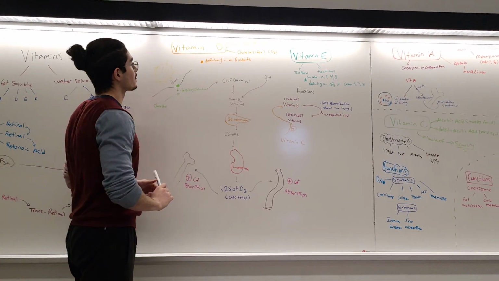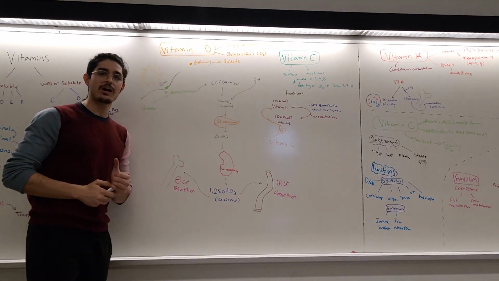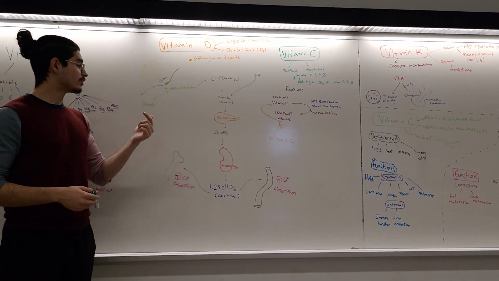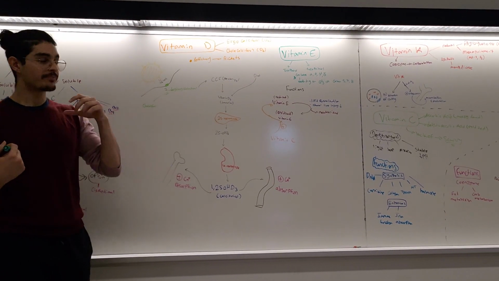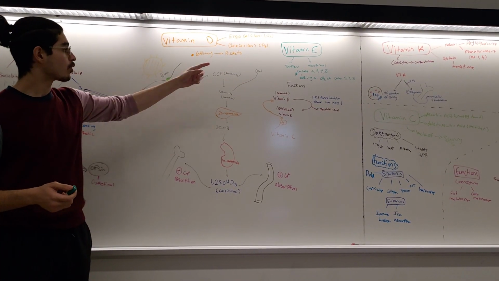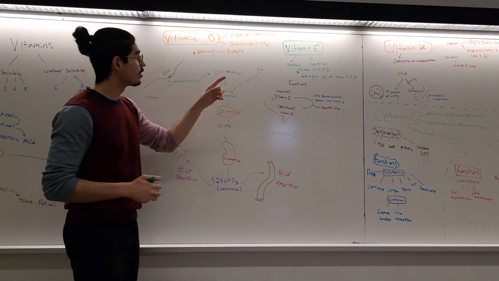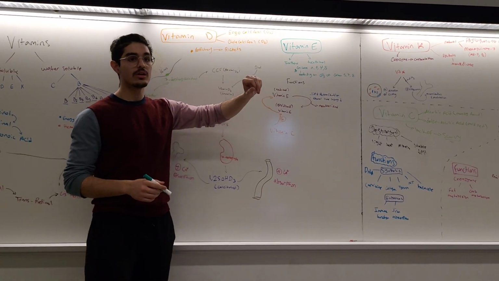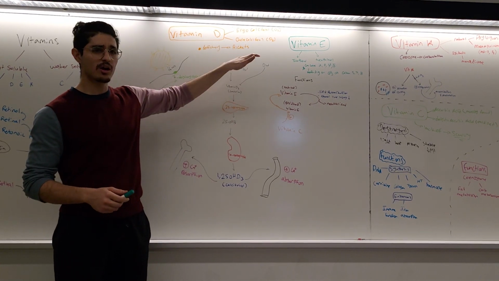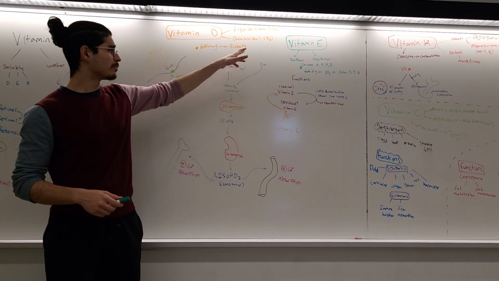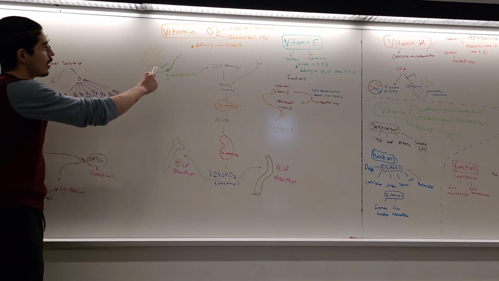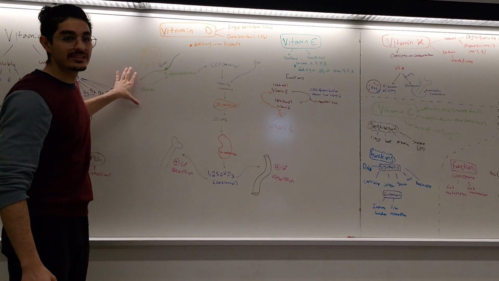So vitamin D, you can get it from a couple places. You can get it from the diet, or you can get it from your skin. Okay, so endogenous synthesis. If it is from the diet, you can have ergocalciferol or cholecalciferol. Ergocalciferol is vitamin D2, and cholecalciferol is D3. Right? D3 is from your animals. D2 is from the plants. Okay. Now, let's talk about the endogenous synthesis.